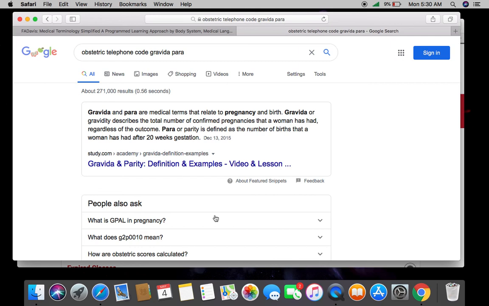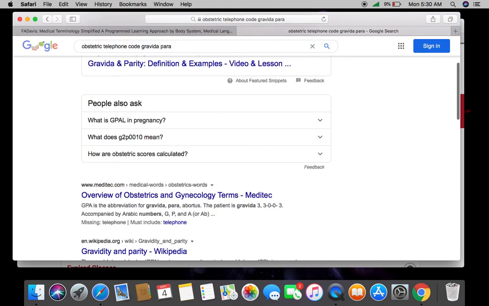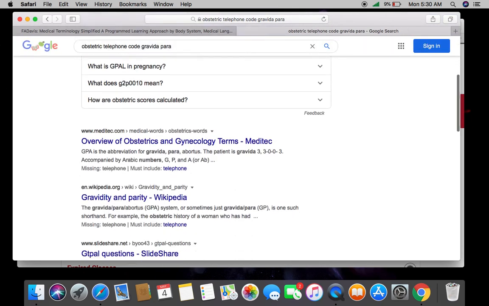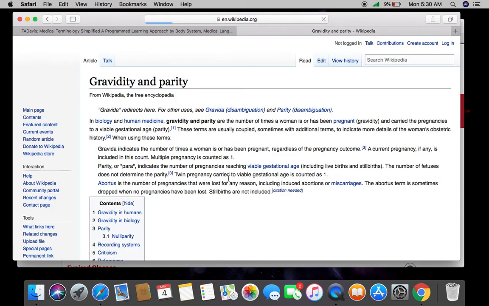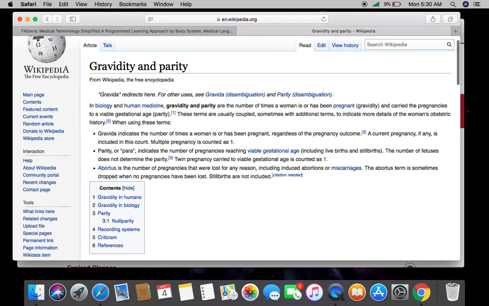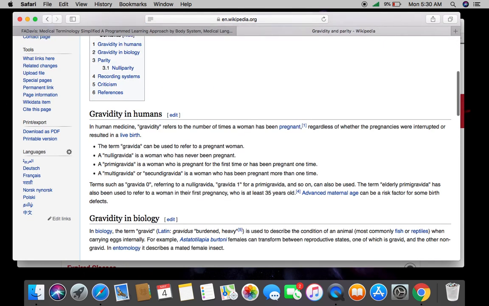Okay, so what's the telephone code? Here you go. Let's use Wikipedia. Gravida, pregnancy, right? So you can have a nulligravid woman. She's never been pregnant. Primigravid, this is her first time to be pregnant. Multigravid, that means she's been pregnant more than once.